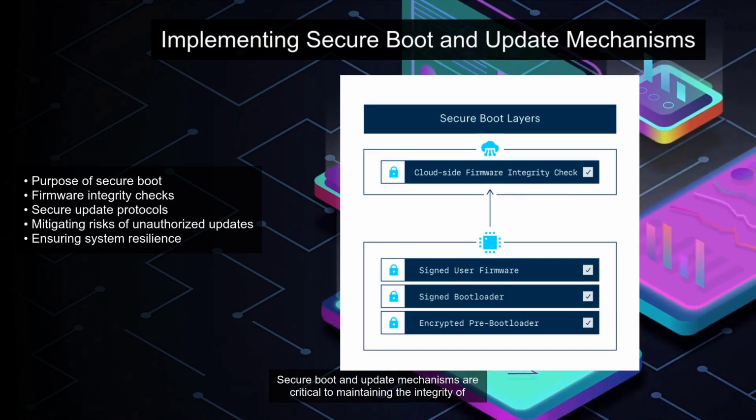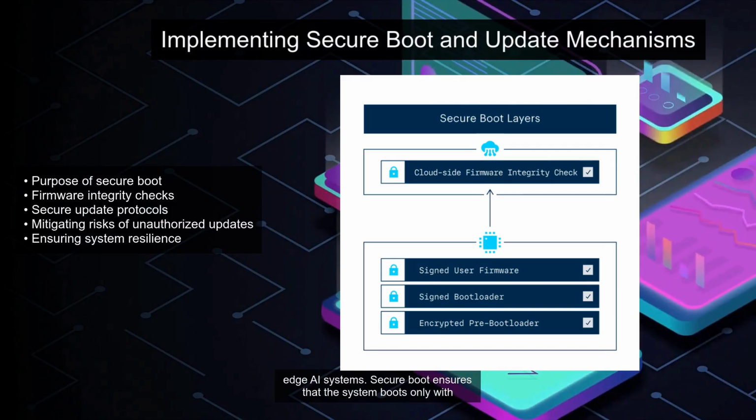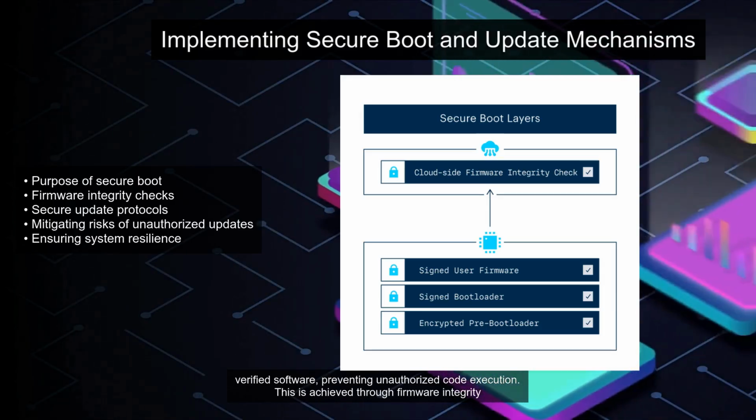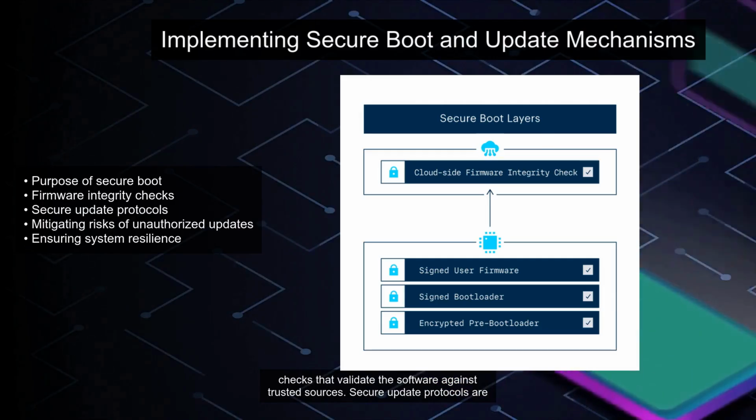Secure boot and update mechanisms are critical to maintaining the integrity of edge AI systems. Secure boot ensures that the system boots only with verified software, preventing unauthorized code execution. This is achieved through firmware integrity checks that validate the software against trusted sources.